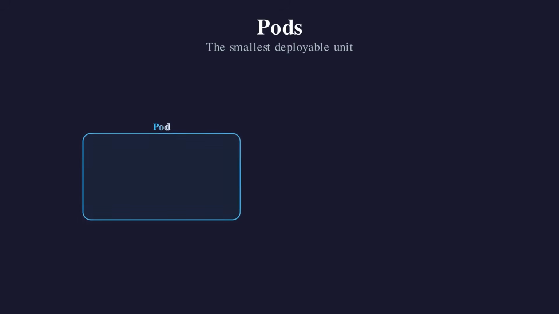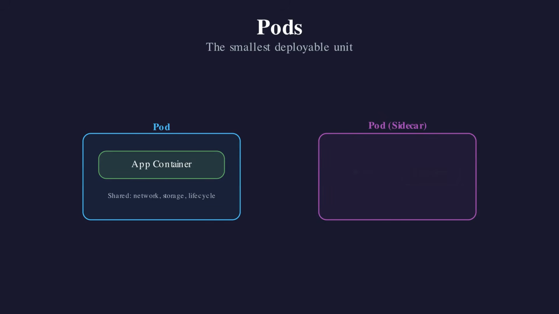In Kubernetes, you don't deploy containers directly. Instead, you deploy pods. A pod is the smallest deployable unit in Kubernetes, and it's a wrapper around 1 or more containers. Most of the time, a pod runs a single container, your application. But sometimes you need a helper container alongside it, for example, a sidecar that handles logging or a proxy that manages network traffic. Those containers share the same network namespace, meaning they can talk to each other on localhost, and they share the same storage volumes.